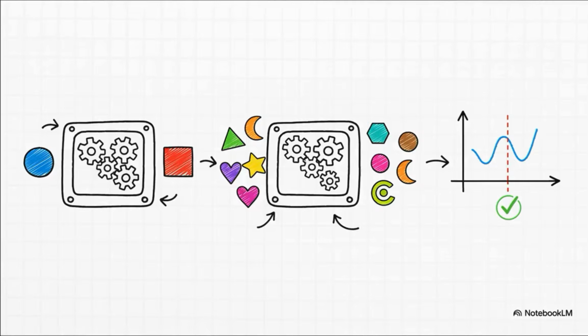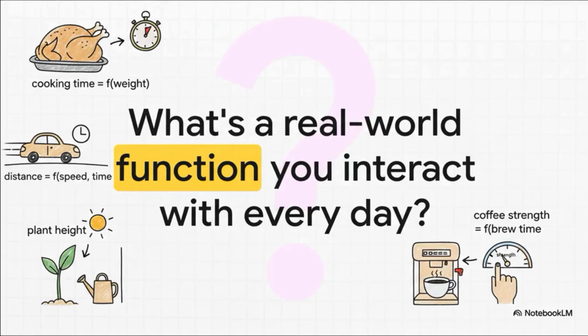Number 1, the golden rule. A function has exactly one output for each and every input. Number 2, the domain is all your possible inputs, your x values. The range is all your possible outputs, your y values. And finally, don't forget your new secret weapon, the vertical line test, to easily spot if a graph is a function. So why does any of this matter?